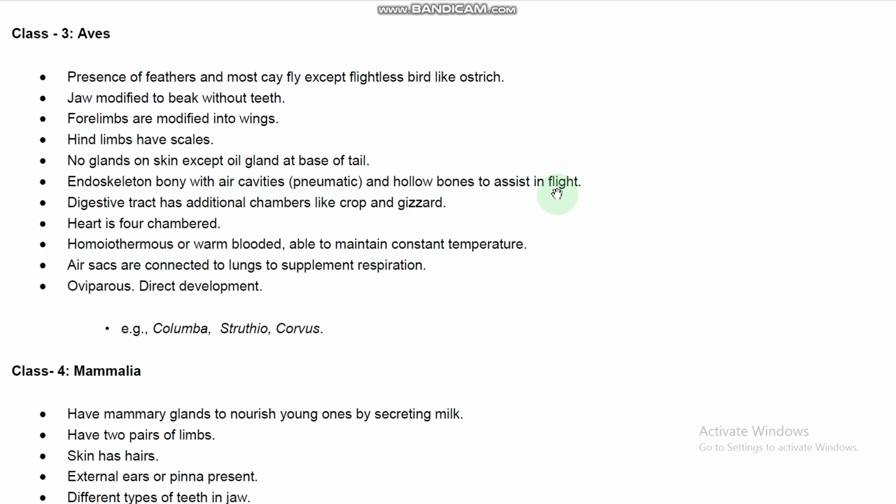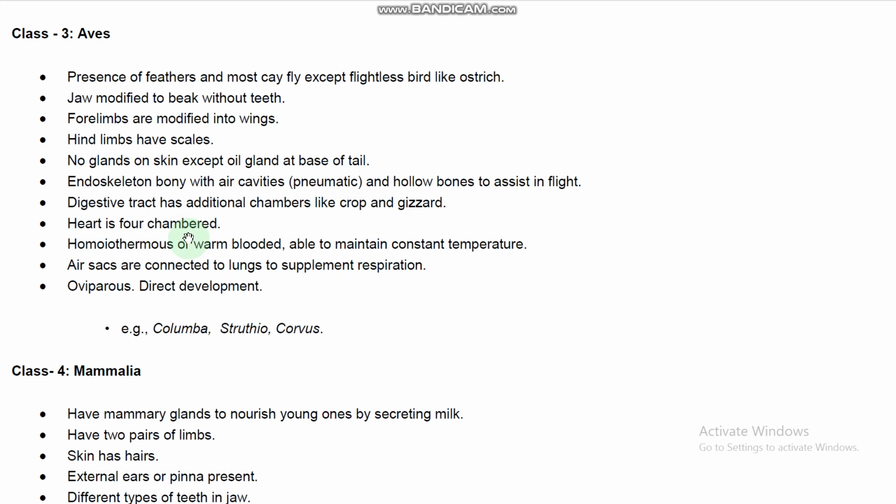Pneumatic and hollow bones assist in flight. So that is also one of the important characters for flying. So the bones are pneumatic bones or hollow bones, and the digestive tract has additional chambers like crop and gizzard. So presence of additional chambers in the digestive system, that is crop and gizzard.